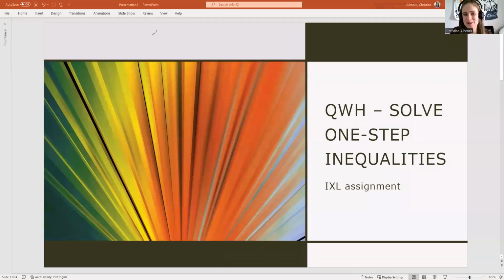Good afternoon. Today we're going to work through IXL assignment QWH, solve one-step inequalities. But before we get to our problems, let's go through a few quick reminders on how it is that we solve these one-step inequalities.